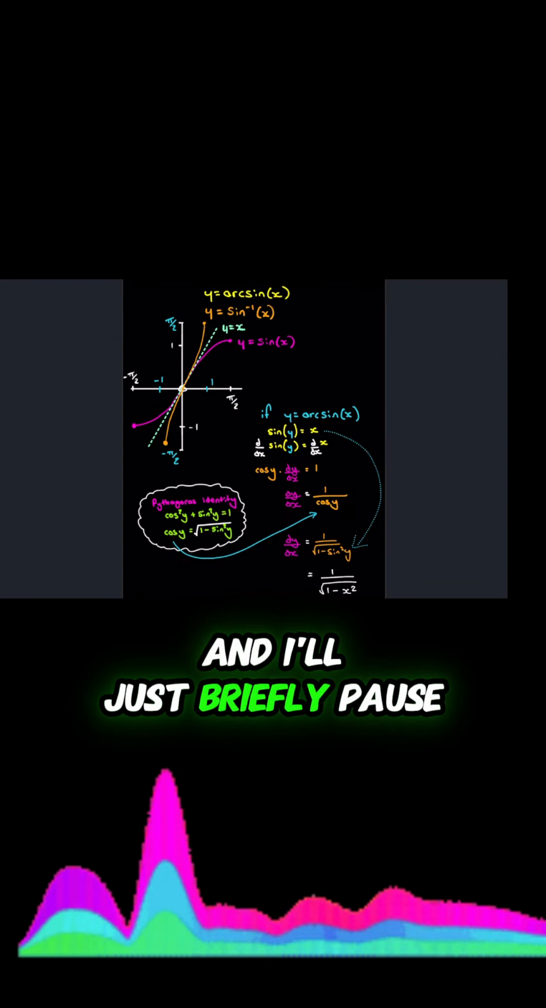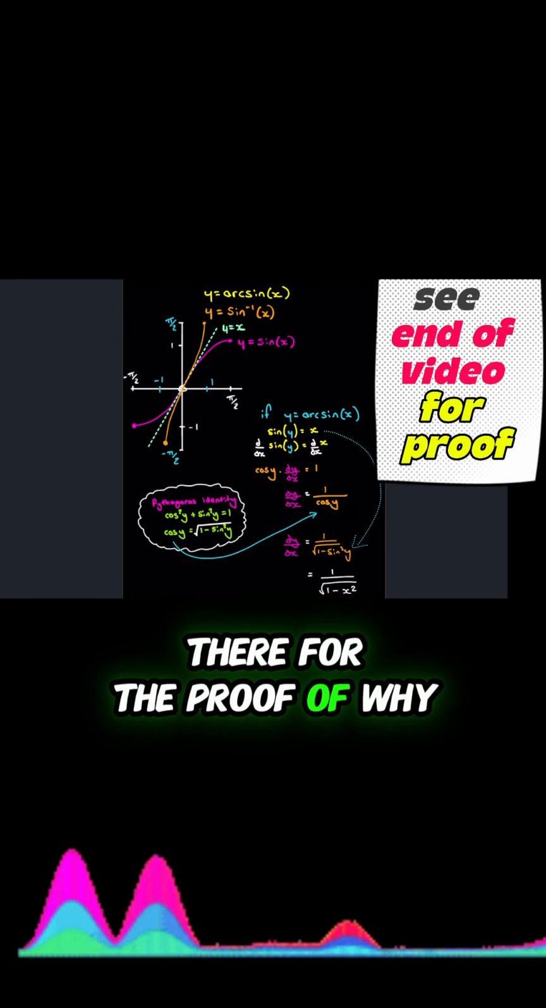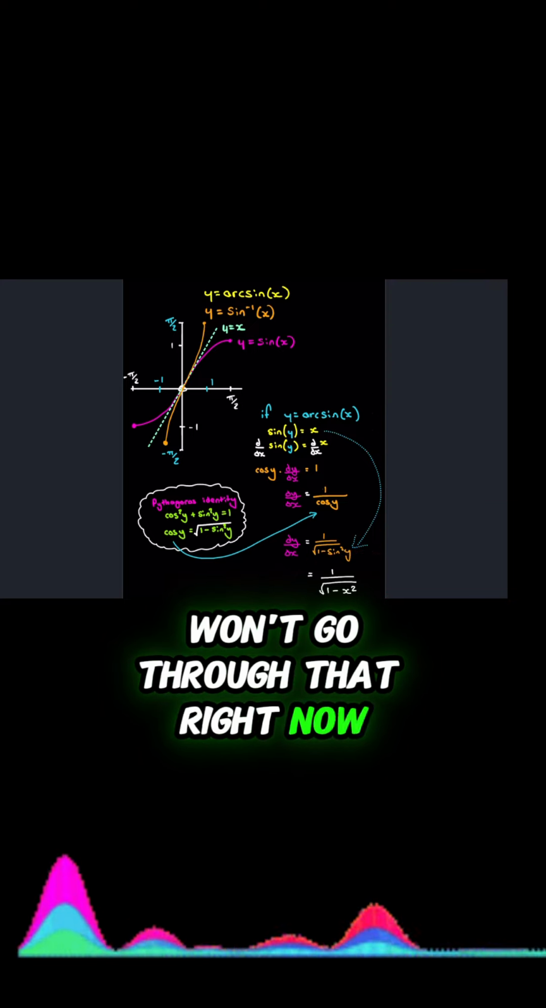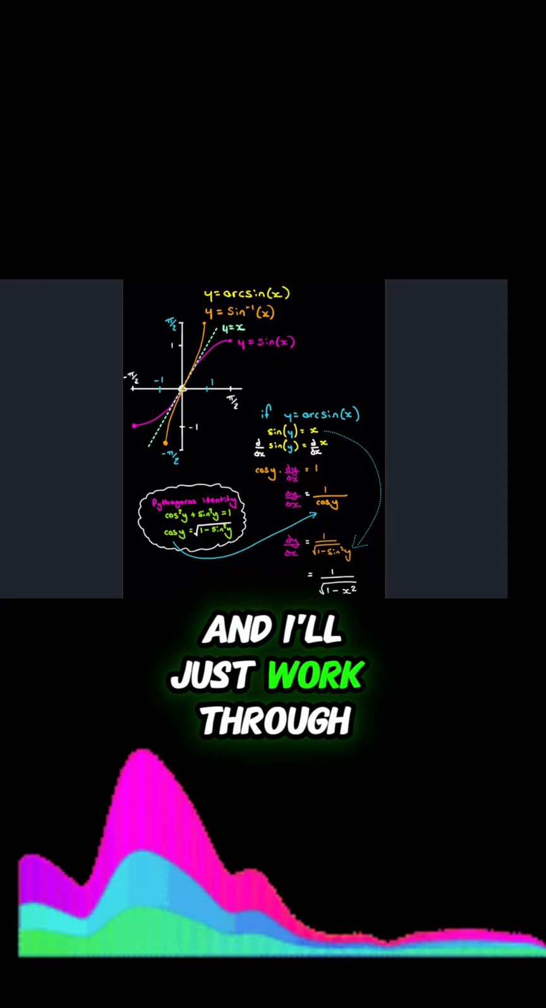And I'll just briefly pause there for the proof of why it is 1 over root 1 minus x squared. And to save time, I won't go through that right now, but you can take a screenshot and work through it in your own time, or you can hang around to the end of the video and I'll just work through that in a few minutes.